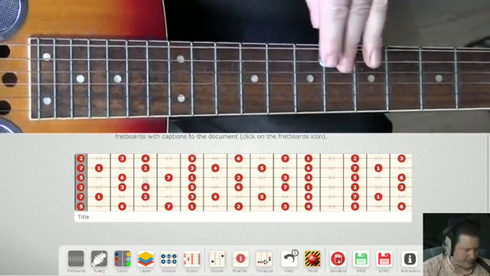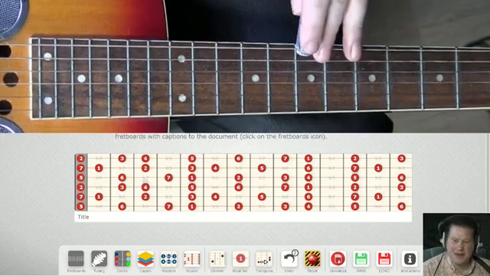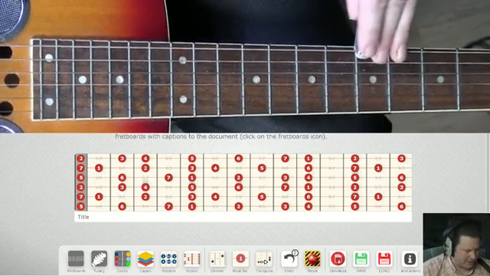This lesson isn't really going to be about how you play through them entirely on the dobro and scale positions. The next position.